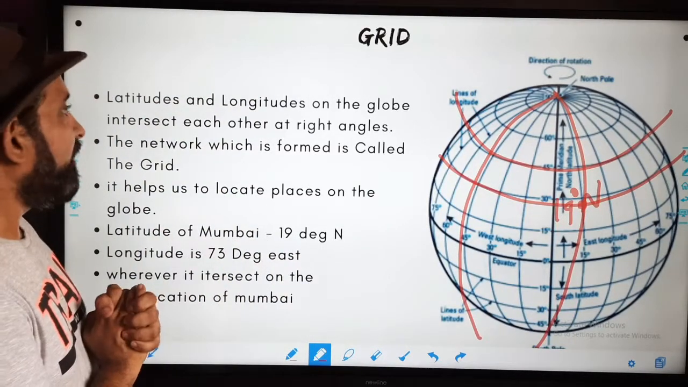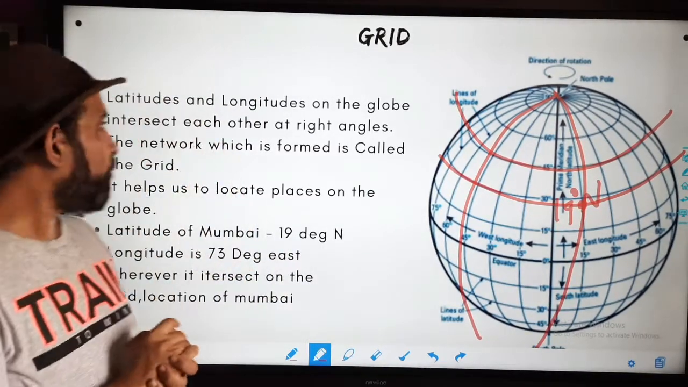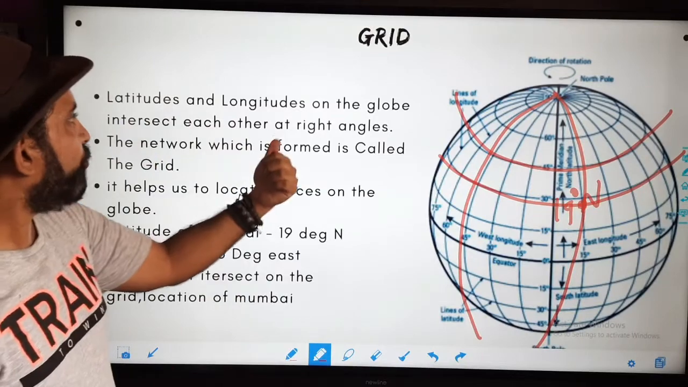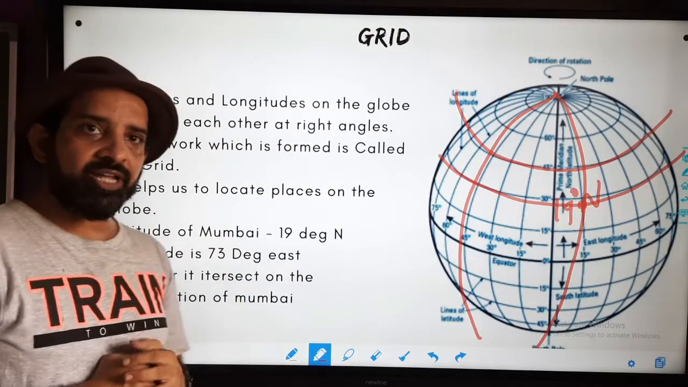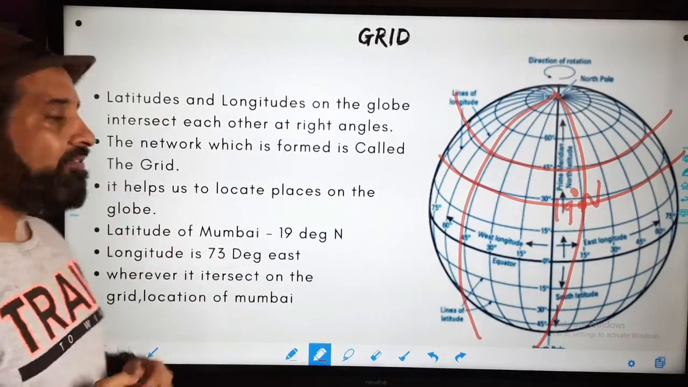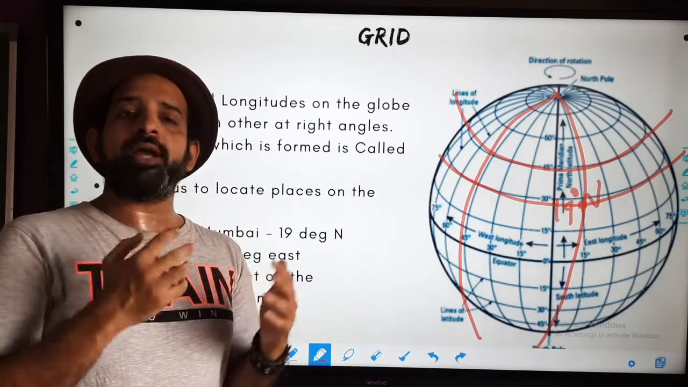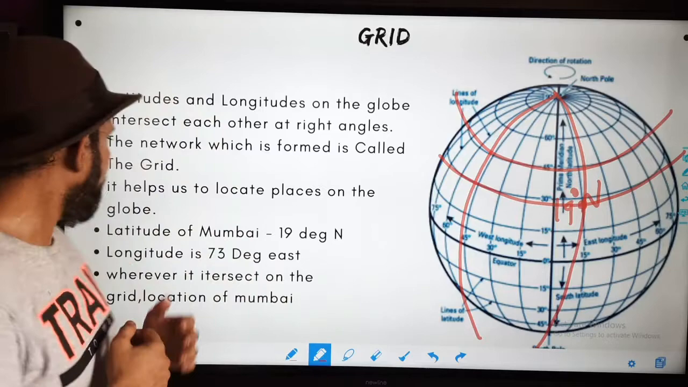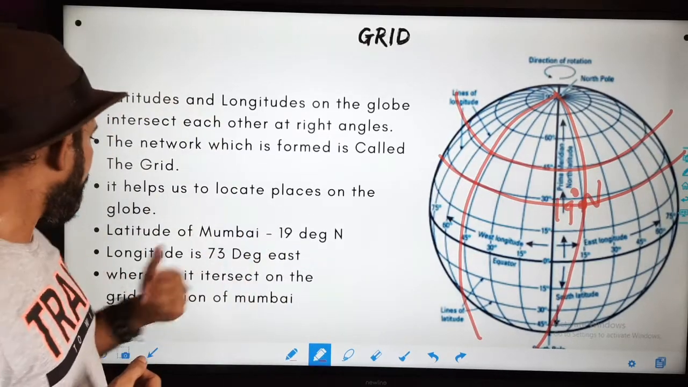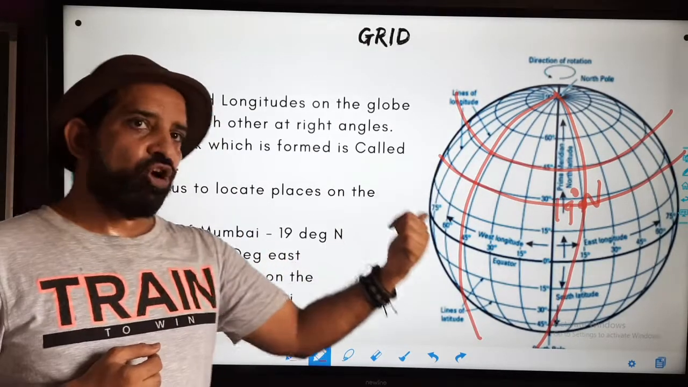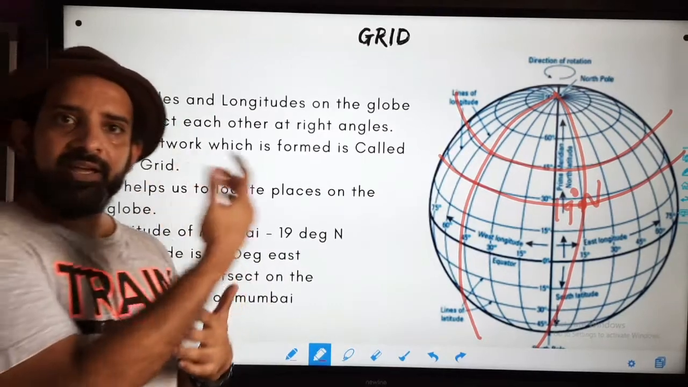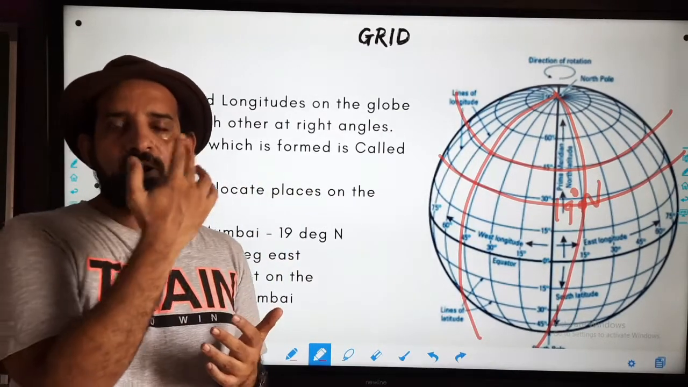So let us go through quickly all these points. Latitudes and longitudes on the globe intersect each other at right angles. The network which is formed is called a grid. It is very useful to locate destinations and places on the globe. We took an example of Mumbai here, 19 degrees north and 73 degrees east. So this is all about the grid.